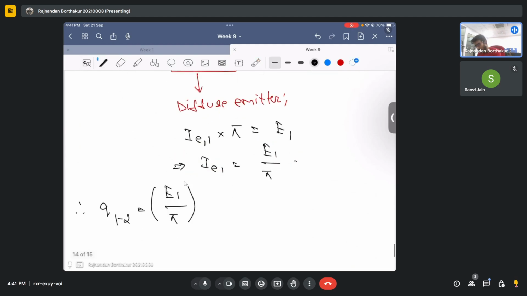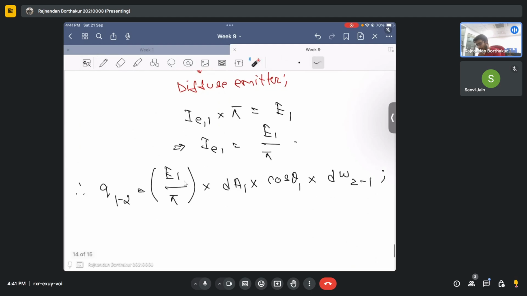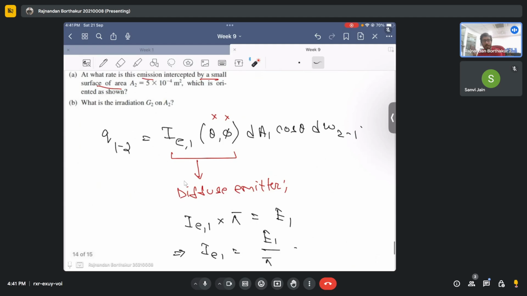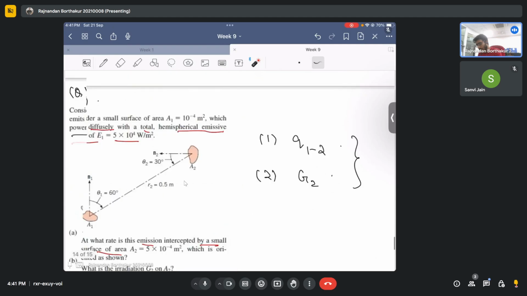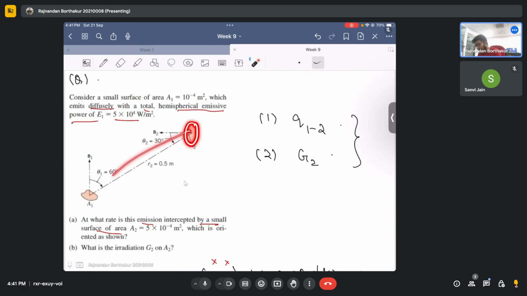And this is equal to, then this multiplies by your area dA1 into cos theta, which is cos theta 1 into d omega 2 1. Now, for getting this Q12, the first task that we need to do is to calculate what this d omega 2 1 is, that is, the solid angle subtended by 2 on 1. Can you tell me any idea what the solid angle subtended by this on basically 1 is?